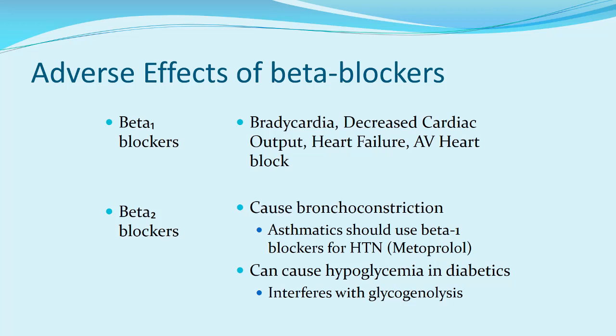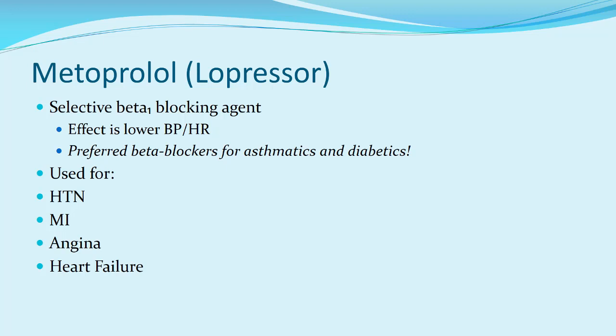Remember also that beta-2 blockers can cause hypoglycemia in diabetics because they interfere with the transfer of glycogen to glucose. And that makes the medication of choice for asthmatics and diabetics metoprolol, Lopressor. It's selective, it blocks beta-1 receptor sites, and the effect is to lower blood pressure and heart rate.